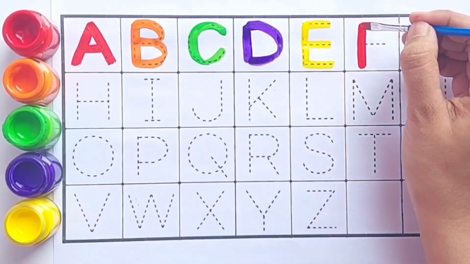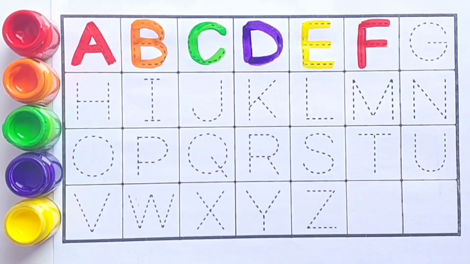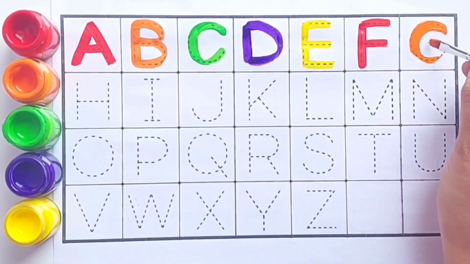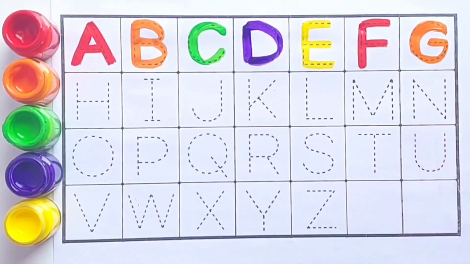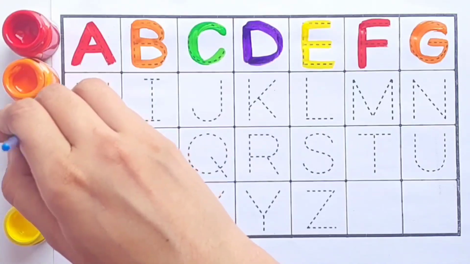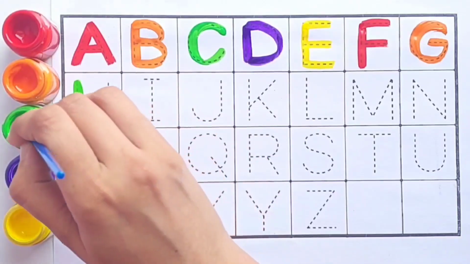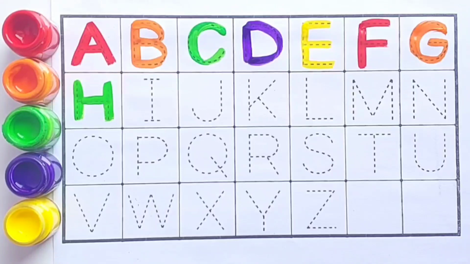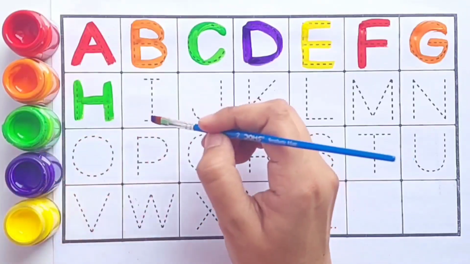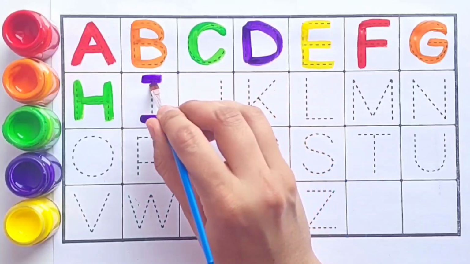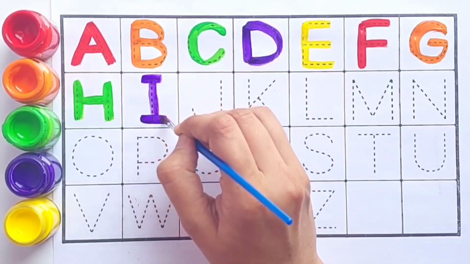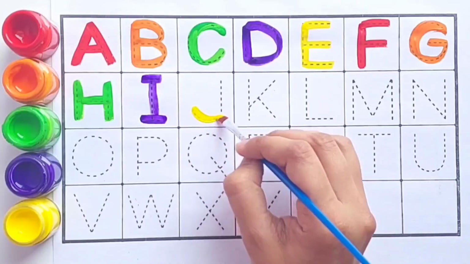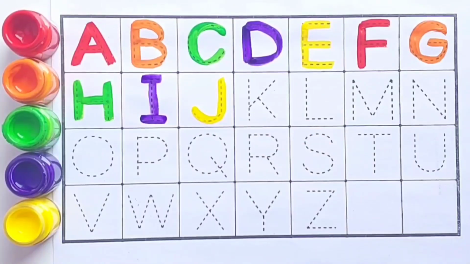Red color. F. F for fish. Orange color. G. G for grapes. Light green color. H. H for hen. Purple color. I. I for ink pot. Yellow color. J. J for joker.